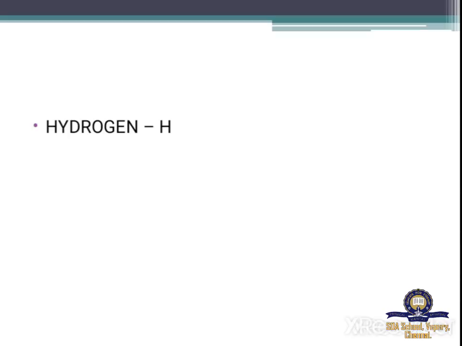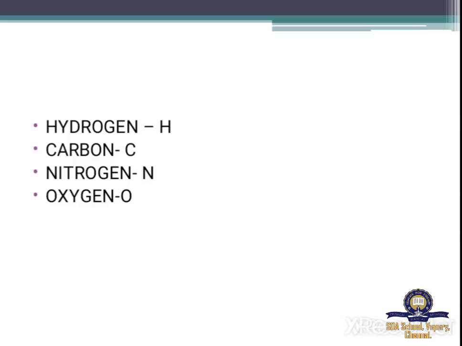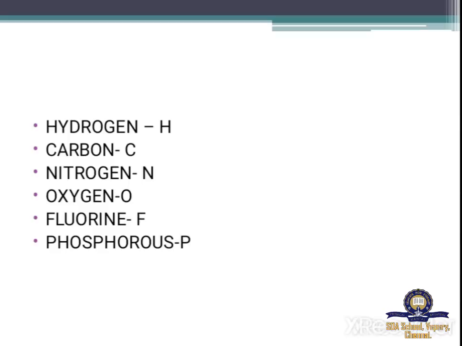The first one is hydrogen, whose symbol is H. Next one is carbon, whose symbol is C. Then nitrogen, whose symbol is N. Then oxygen, whose symbol is O. Then fluorine, whose symbol is F. Then phosphorus, whose symbol is P.